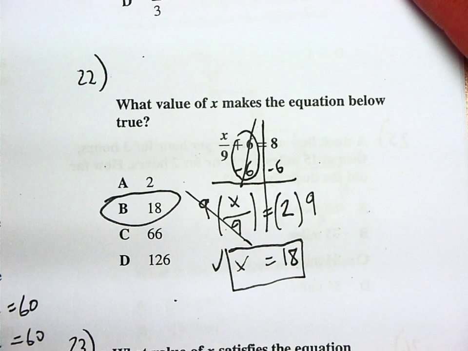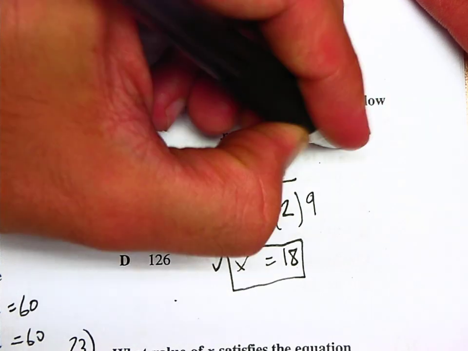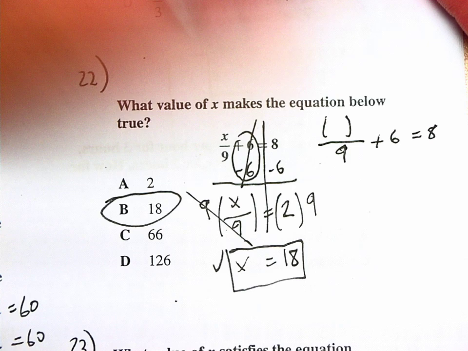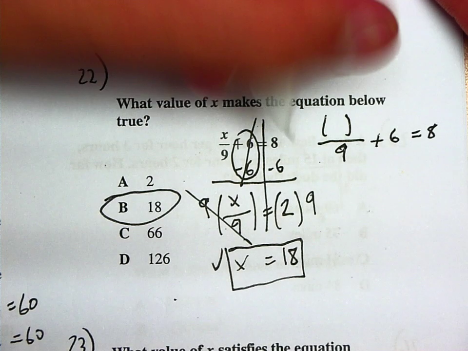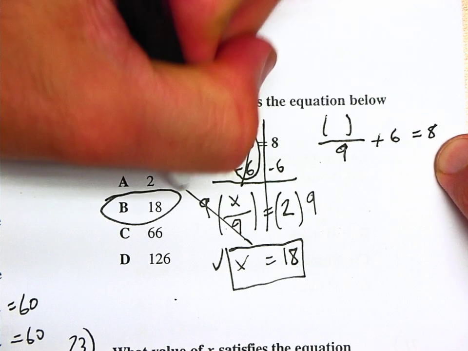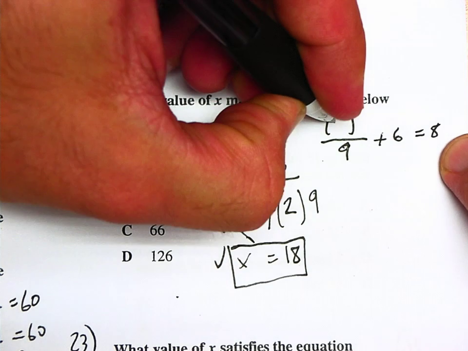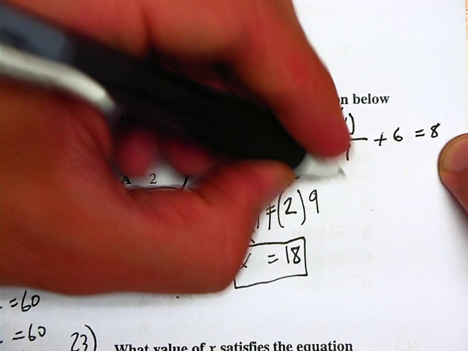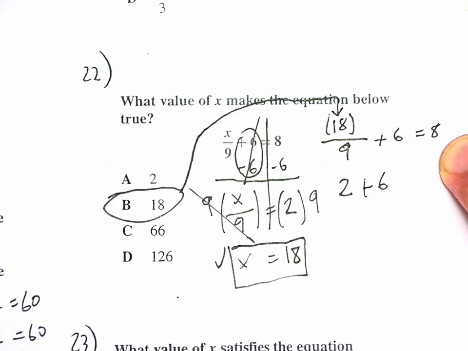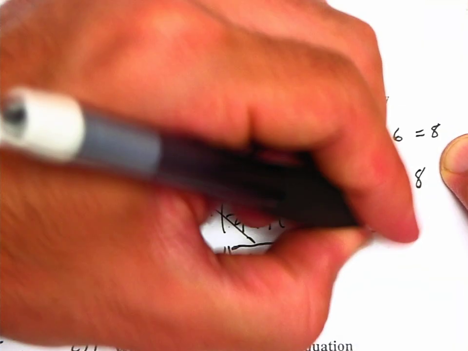Another way I could have done this is just by checking through substitution. x divided by 9 plus 6 equals 8. Whatever I put in for x should equal 8. So I could check my answer by substituting. If I do that, 18 divided by 9 is 2, and 2 plus 6 does equal 8.